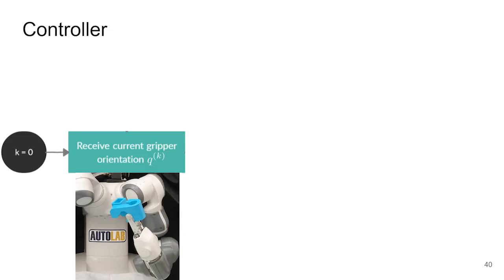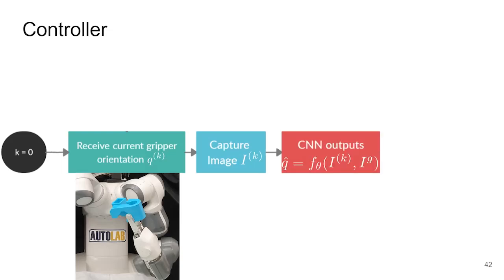We define a controller that can orient novel objects using the CNN. First, we receive the current orientation of the gripper. Next, we capture the image of the object in the current orientation. Using this image and the goal image, we have the network output Q hat, an estimate of the rotation difference between the two images. Next, we check the angle of the rotational difference estimation.